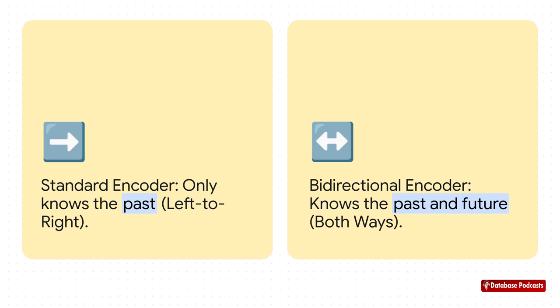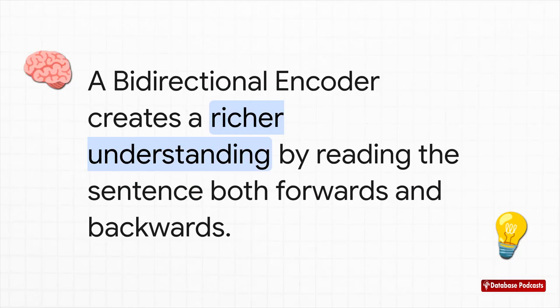A bidirectional encoder, though, it reads the sentence forwards and backwards at the same time. The result is a much, much deeper understanding of context. When the bidirectional encoder looks at the word apple, it knows that an came before it, and it knows that a day comes after it. This gives it a complete 360-degree view of every word's job in the sentence before the attention mechanism even starts doing its thing. And that, of course, leads to way more accurate importance scores.